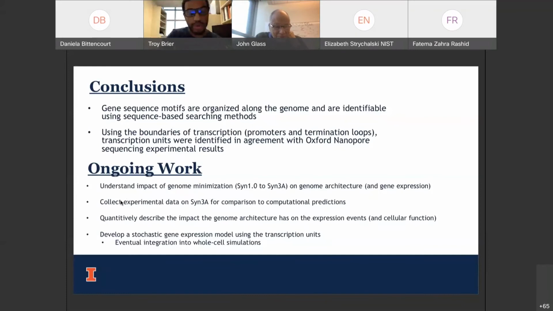The last couple points are to collect some experimental data on Syn3A for comparison, because we do not currently have experimental data from Syn3A. And then the last two bullet points can be conjoined together: the idea of trying to generate an expression model using these transcription units to better understand co-expression, and understand how this genome architecture plays a role in the expression and thus the other levels of the cell. By levels, again, the transcriptome, proteome, and metabolome.